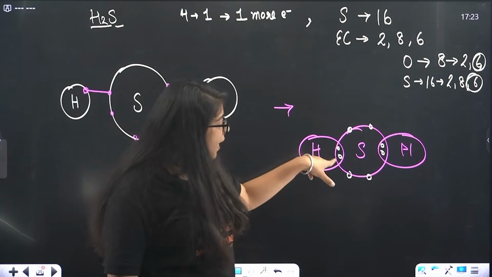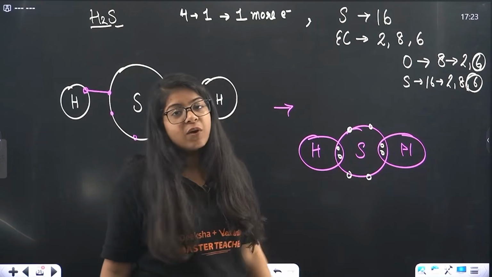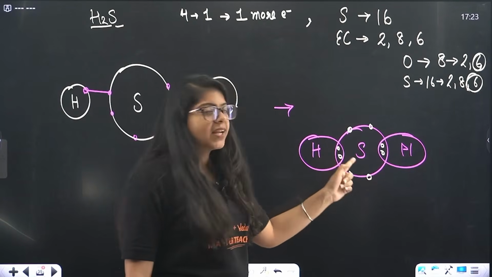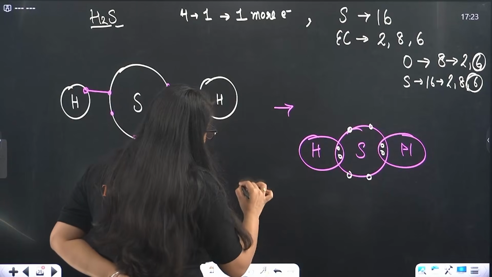Count 1 and 2. Hydrogen is happy and stable, duplet is complete. Hydrogen is 1 and 2, happy and stable, duplet is complete. Sulfur 1, 2, 3, 4, 5, 6, 7, 8, happy and stable. Right? Now, 2 electrons are shared.